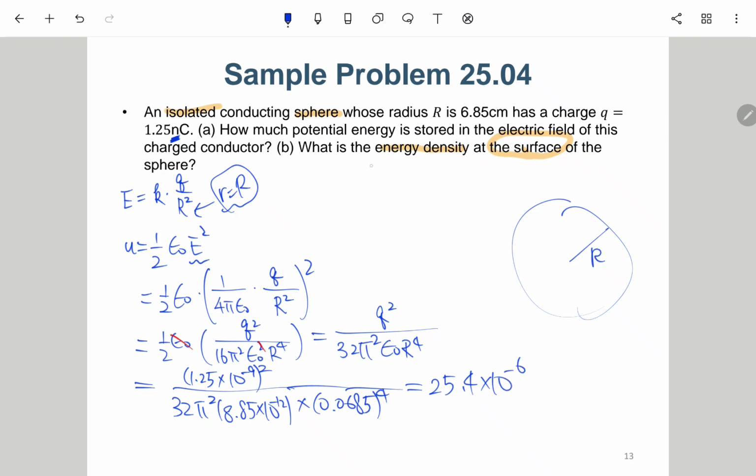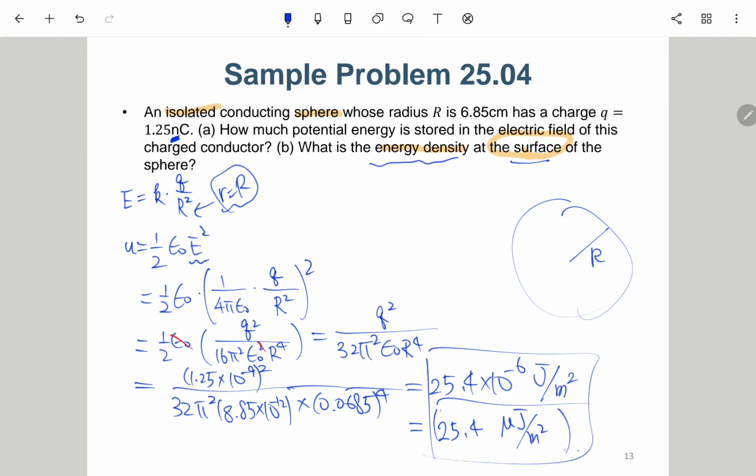Okay, so this is the energy density at the surface. So it's the surface density. So the SI unit for the energy is joule per meter square. I think meter square. Okay, or you can actually write it as 25.4 microjoule per meter square. So both are okay.